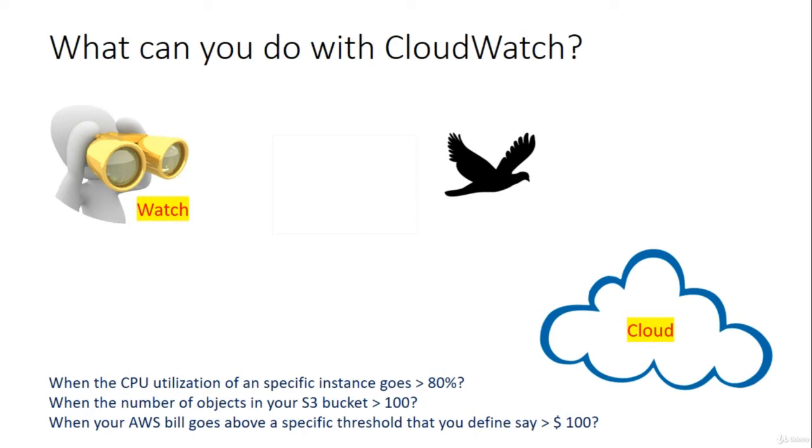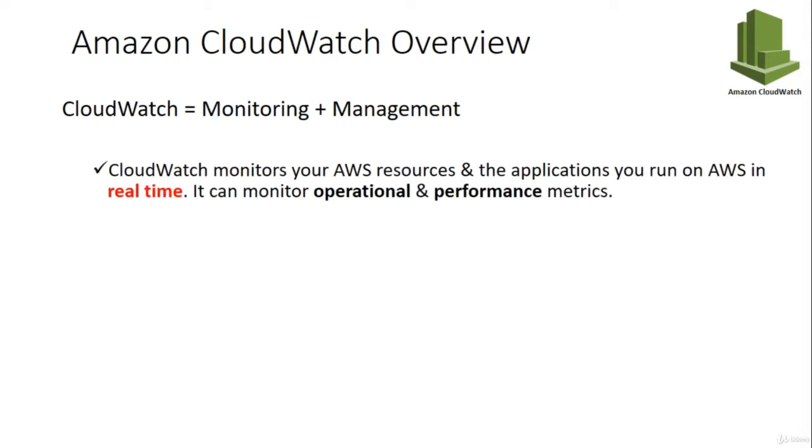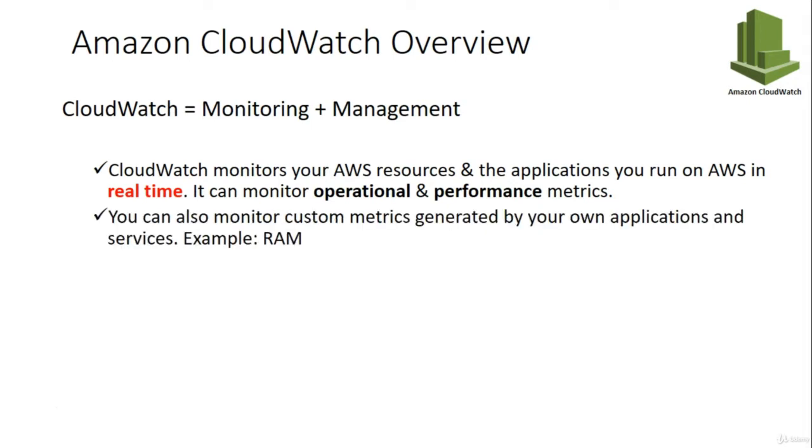So I think you got the inspiration for this name, CloudWatch, and a little bit of what it can do for you. Now let us have an overview of CloudWatch. CloudWatch is basically for monitoring and management of your infrastructure. CloudWatch monitors your AWS resources and the applications you run on AWS in real time. It can monitor operational and performance metrics. You can also monitor custom metrics generated by your own applications and services.